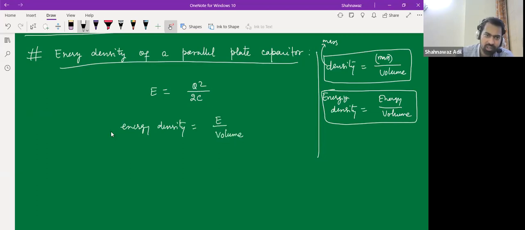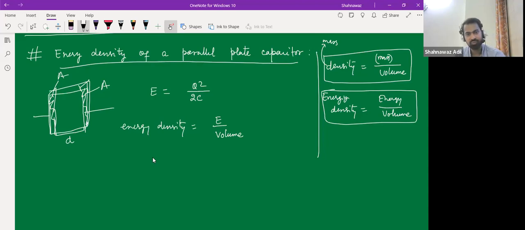So what is the volume of a parallel plate capacitor? This area is A, the base area, and this length is D. So what would be this volume? Volume would be base area into height, which is D. So this would be E divided by A into D. Is that clear to you guys?